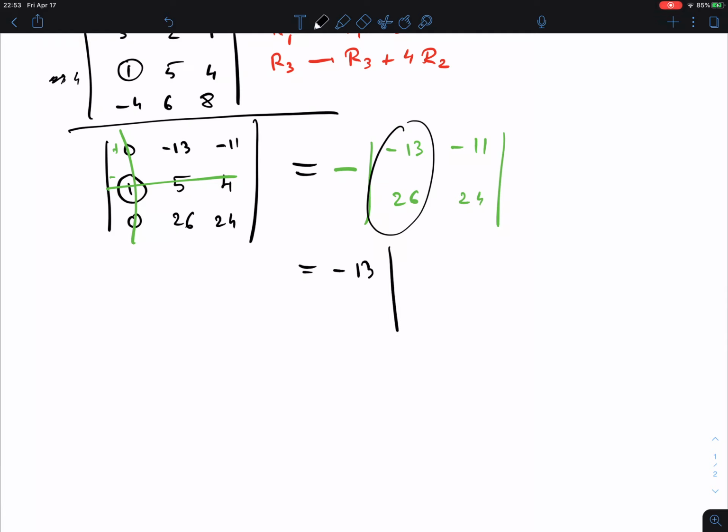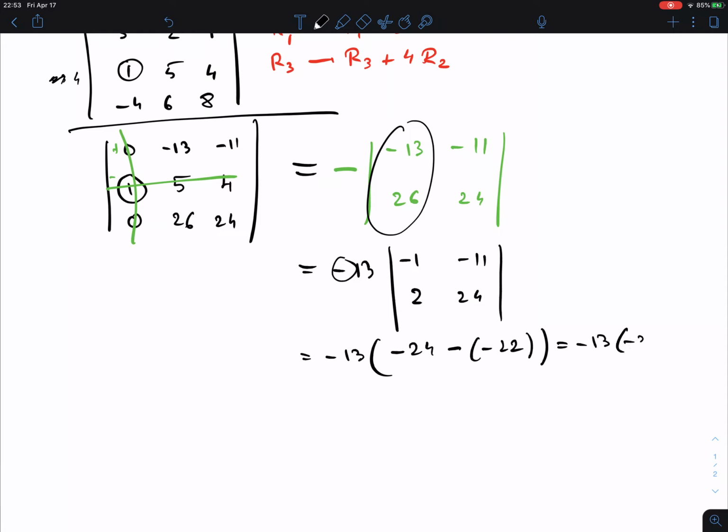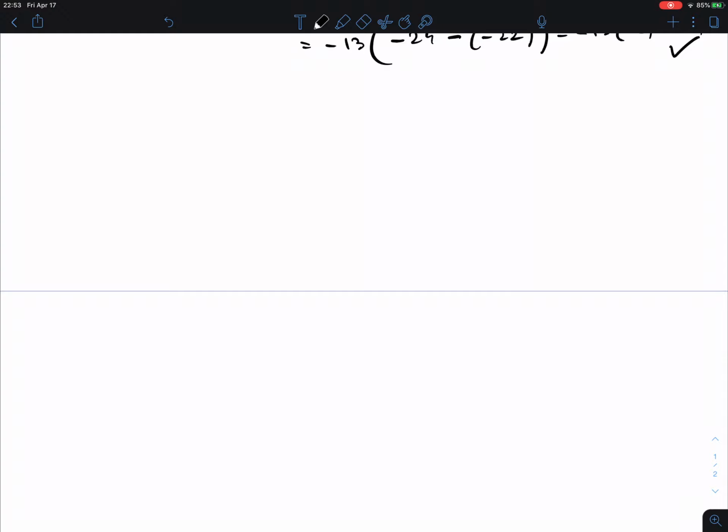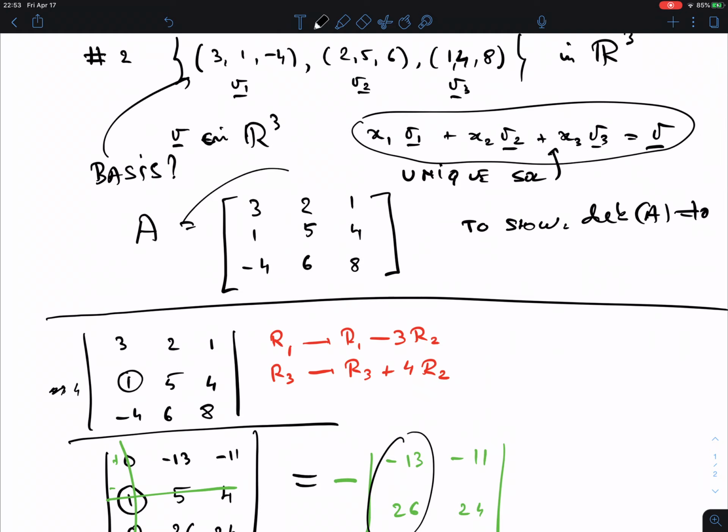If I do this, I get 1, -13, I mean I'm factoring out 13, so -1 and a 2 here. The negative is already the original negative. I could even factor out an extra 2 in the bottom, but let's write down what we have. With -13, we have -24 minus -22, that is plus 22. So we get -13 times -2, which is 26. But what matters, as I said, is that it's non-zero. Therefore, we have a basis. That was easy, and you do this for 4 by 4, 5 by 5, as long as you have a square matrix.